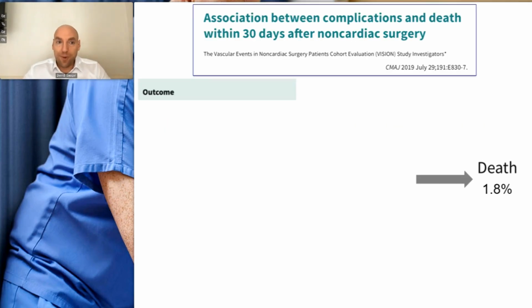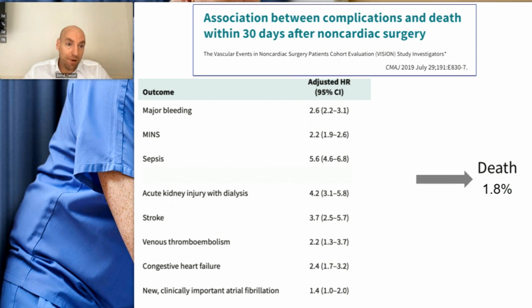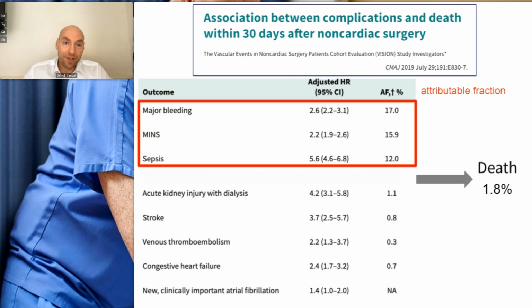If we look at the complications that can lead to more dramatic clinical situations like cardiac arrest or even death, if we again look at post-surgical patients, the complications are well established. It's major bleeding, myocardial injury and infarction, sepsis, acute kidney injury, stroke, and congestive heart failure. And if we look at the complications that are most strongly associated with death, have the highest attributable fraction of risk, we can see that the three main complications are major bleeding, myocardial injury, and sepsis.